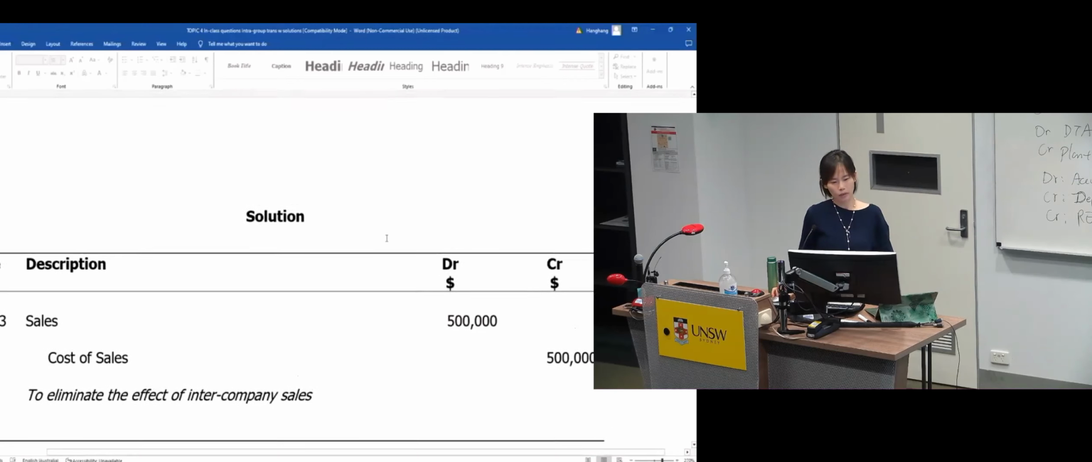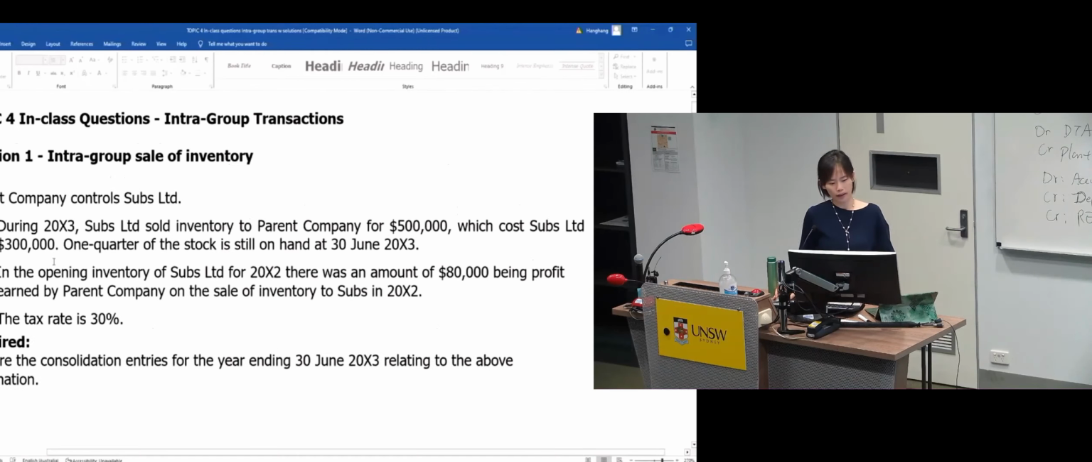All right, now let's move back to our question. We got another one. In the opening inventory of the subsidiary for year 20X2, that is the last year, there was an amount of 80,000 being profit earned by the parent company on the sale of inventory. So we have 80,000, before tax, from the prior year intragroup transferred inventory from parent to subsidiary. It doesn't matter whether parent to subsidiary or subsidiary to parent. All we need to find out is the total unrealized intragroup profit from the last year.